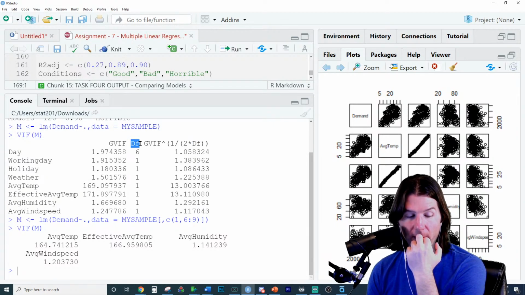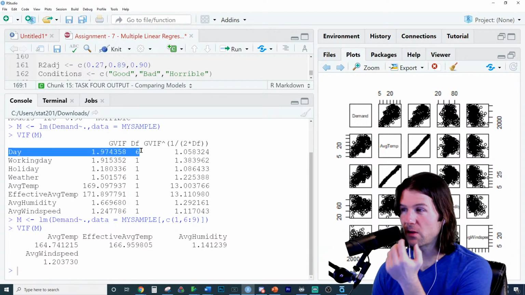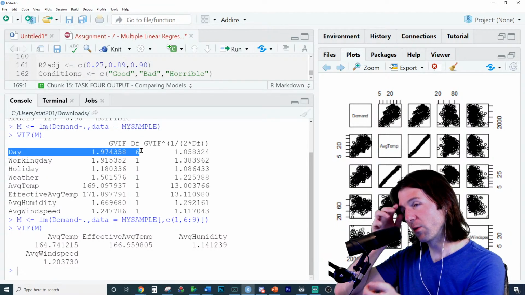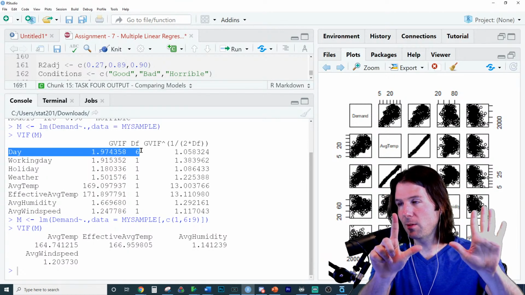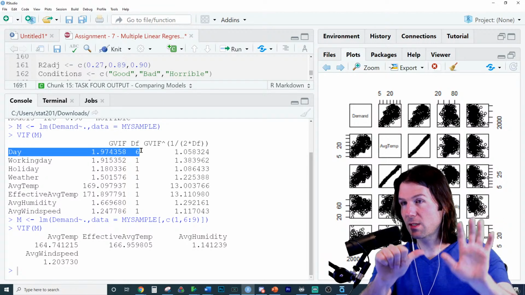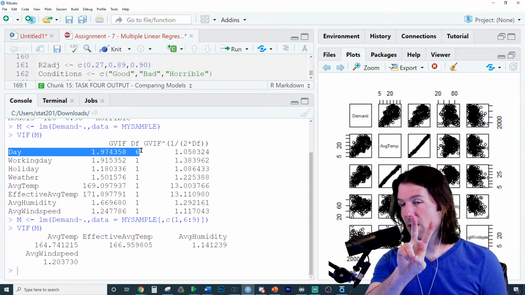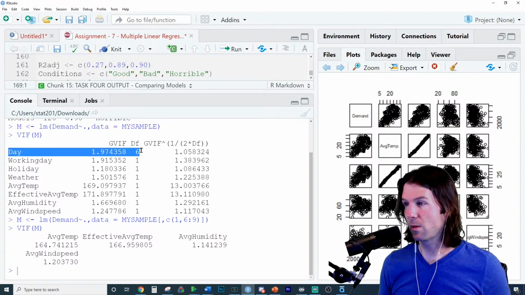There's the degrees of freedom. Okay. So the degrees of freedom is for how many estimates there are. Day of the week has 6 because it creates indicator variables. So day of the week is going to create 6 indicator variables because the way it works is you have 7 levels: 6 indicators and 1 reference level. Working day has 2 levels. Thus we get one reference level and 1 indicator variable.